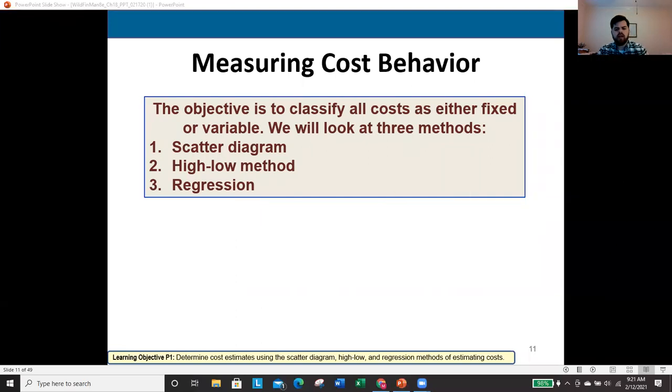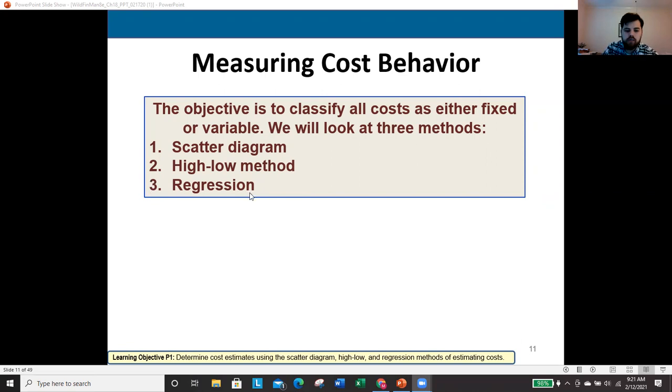So the next thing we want to look at here is called measuring cost behavior. We've got three different areas here. We've got a scatter diagram, we've got the high-low method, and finally we've got regression. Of these three, I bet you can guess that in this case, regression will be the best method. We will, however, not be covering very much detail on regression in this course. It is an advanced method.